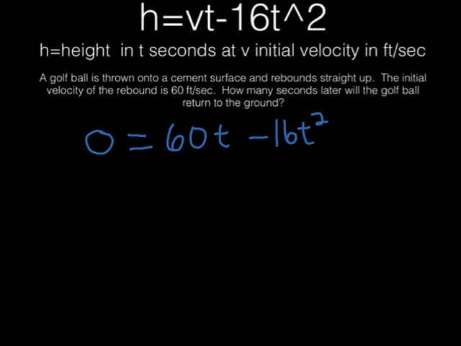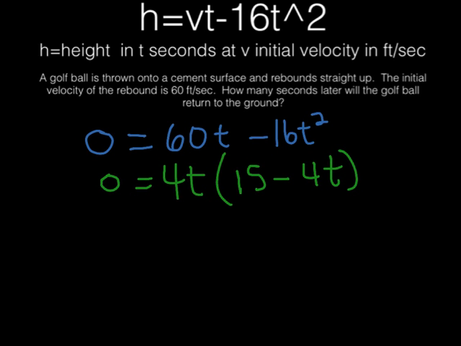Both of my terms have t in it, so my greatest common factor is going to be 4t. And that's going to leave me with 15 minus 4t, and it already equals 0. Alright, so what's inside here is not a quadratic expression, so I can't factor it anymore. I'm already done. So I just have to set each factor equal to 0.